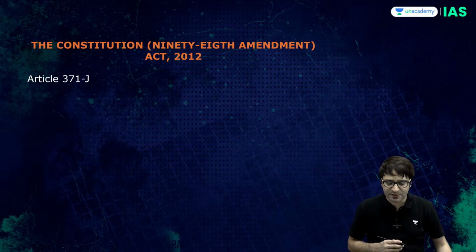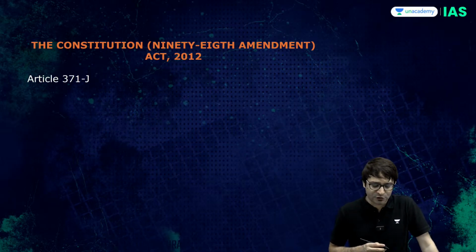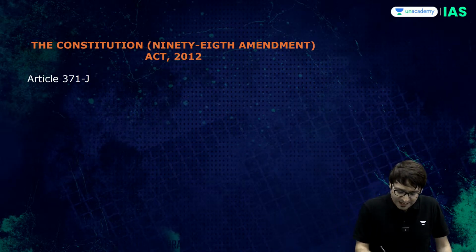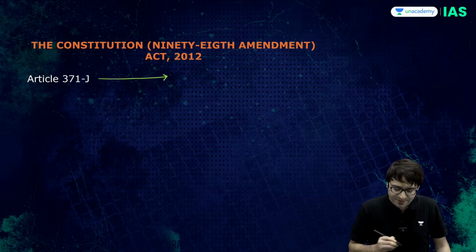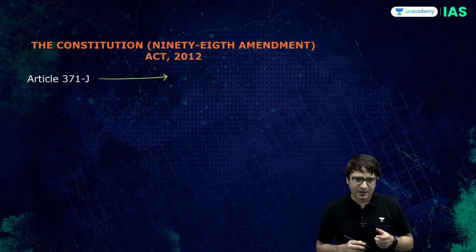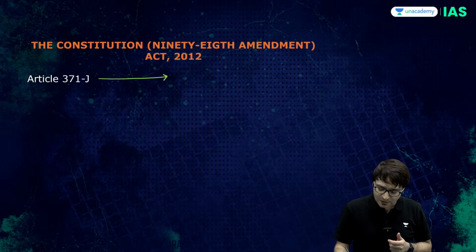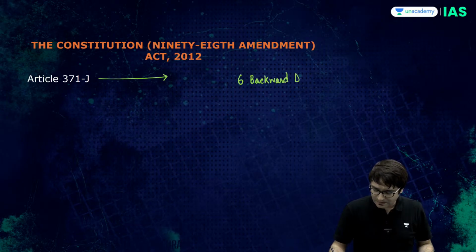But be that as it may, let's look at the 98th Constitutional Amendment Act. It added Article 371J, which spoke of 6 backward districts of the Hyderabad Karnataka region.